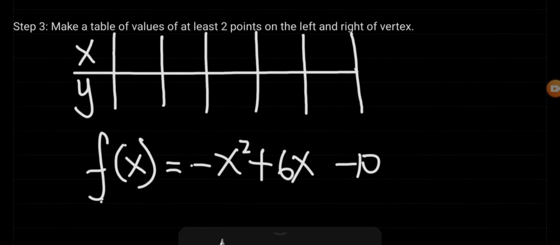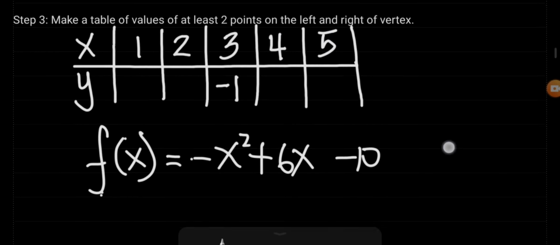Then for step 3, we will make a table of values of at least 2 points on the left and right of the vertex. So the vertex is (3, negative 1). So we will write 2 points to the left, 2 and 1, and to the right, 4 and 5.